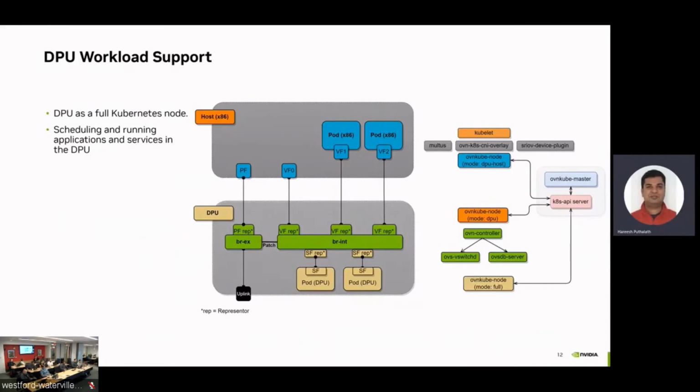To support Kubernetes networking for these DPU pods, we need to run Ovn-kubernetes node in full mode. It would get information from the Kubernetes API server. It will configure network interfaces inside the pod and connect the representers to the integration bridge.